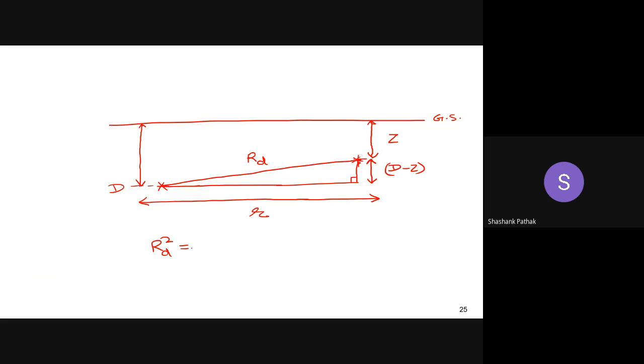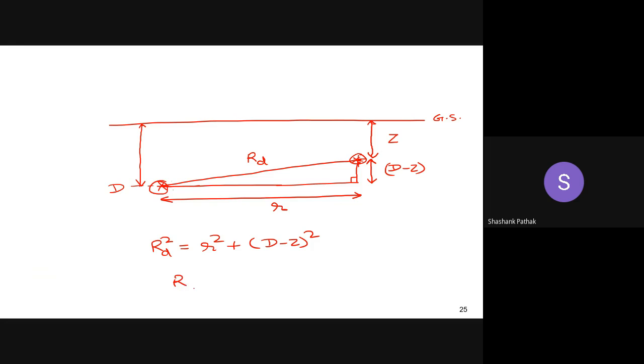RD square is equal to this length is... my mistake. This should be like this, because I am considering this point. So this should be a small r. Missile is here, structure point is here. So RD square is equal to small r square plus capital D minus Z whole square.